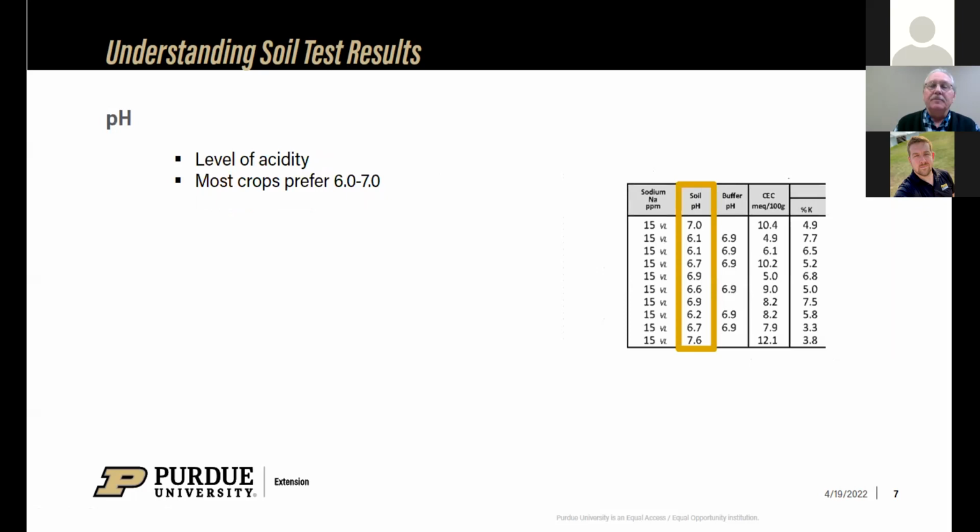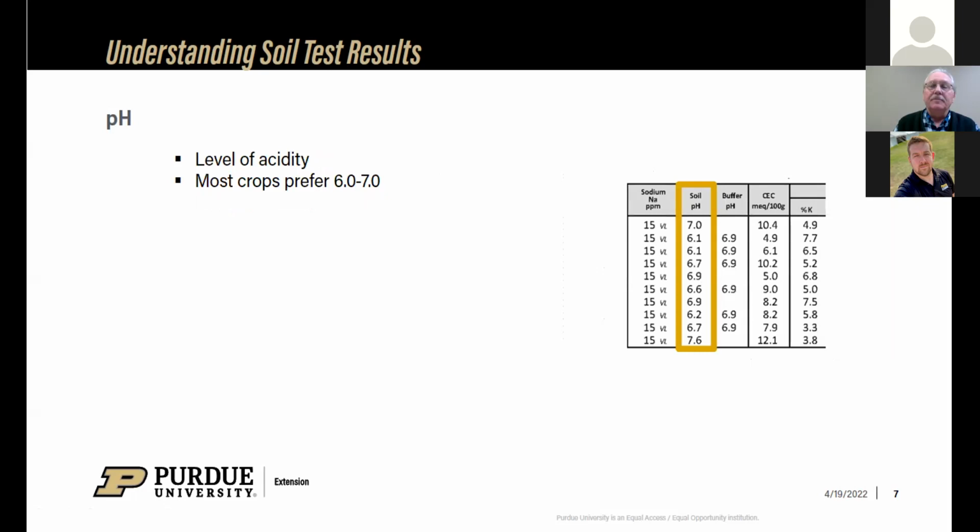So the next thing is to look at your pH. The pH is the next important one across here. The level of acidity is your pH, and most of our plants prefer a pH in the 6 to 7 range. That is where the vast majority of our nutrients become available in the soil.